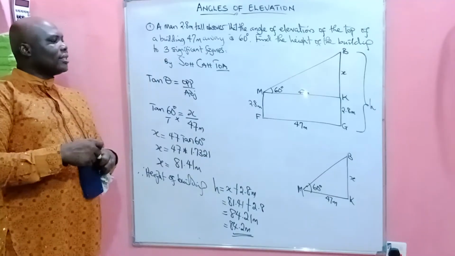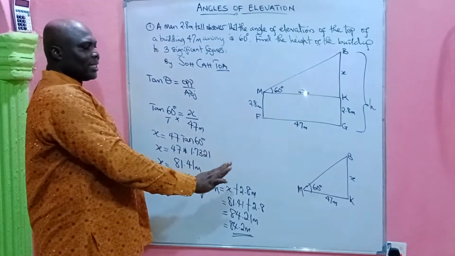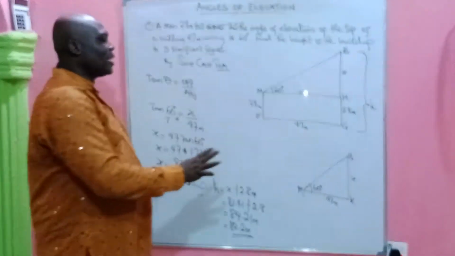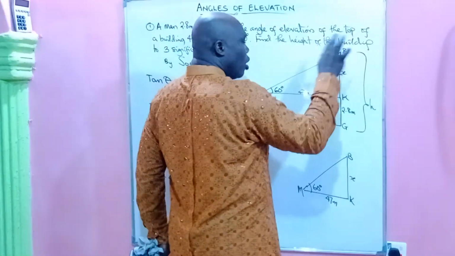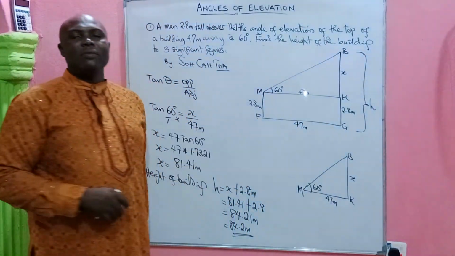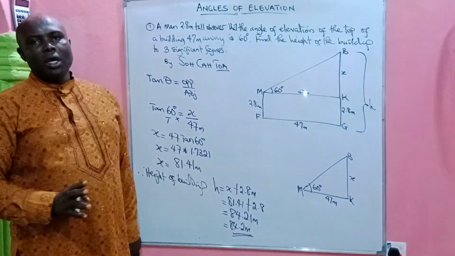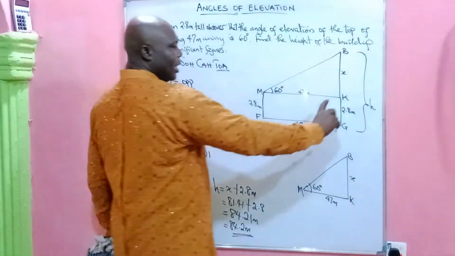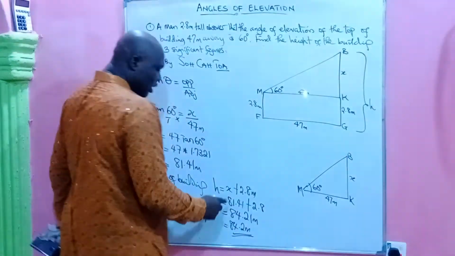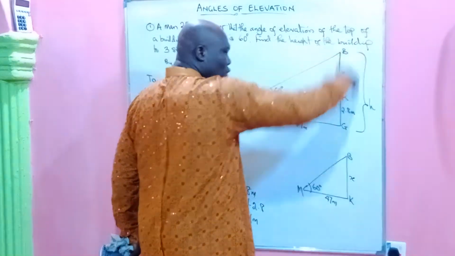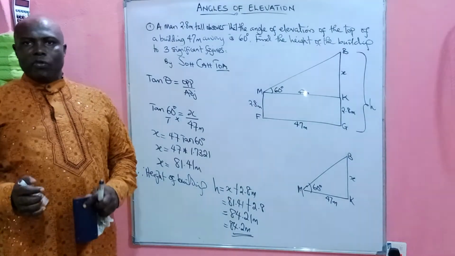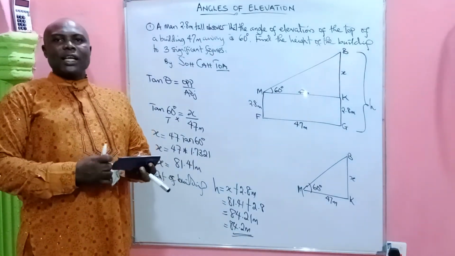Please understand this, all right? The only difference between this example and the previous one is the fact that the height of the man was given. And so if you're looking for the height of the building, you must incorporate the height of the man to the height of the building for accuracy. And that's what we did. So after getting x, which is 81.41, we must add the height of the man to give us the entire height of the building. Please take note of that.